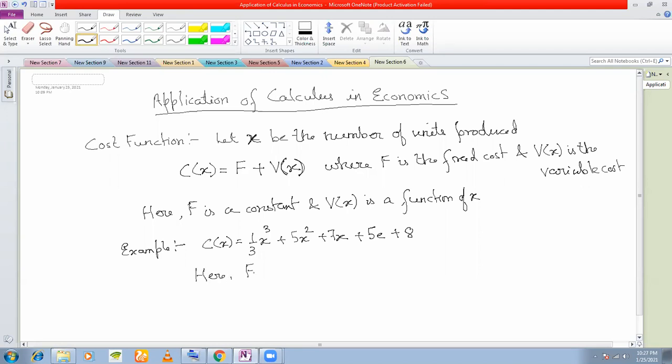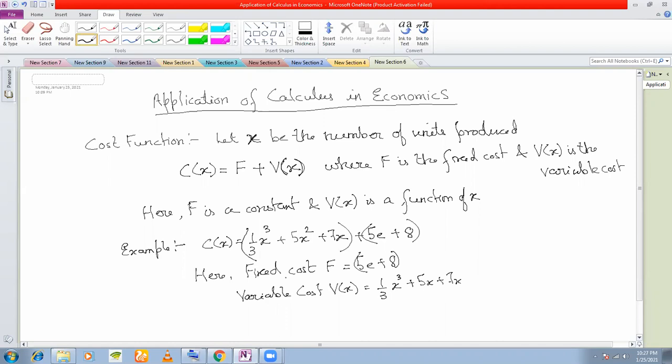Here, fixed cost, e is also a constant. So fixed cost F is 5e plus 8. So this part is your fixed cost. And what is the variable cost? Variable cost, Vx, is 1/3 x cube plus 5x square plus 7x, right? So this part is your variable cost. So total cost, remember, is nothing but a sum of fixed cost and the variable cost.